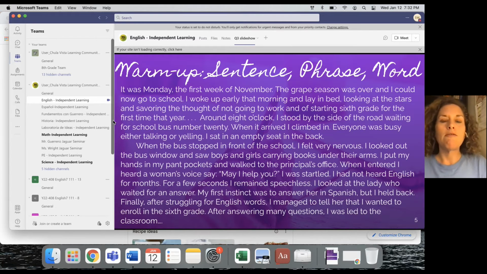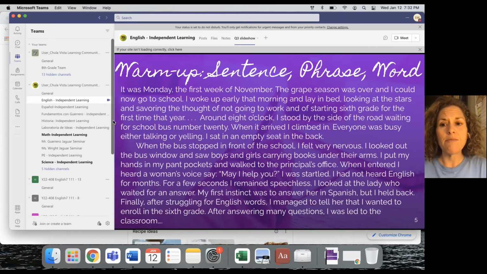It was Monday, the first week of November. The grape season was over, and I could now go to school. I woke up early that morning and lay in bed, looking at the stars and savoring the thought of not going to work and of starting sixth grade for the first time that year. Around 8 o'clock, I stood by the side of the road waiting for school bus number 20.